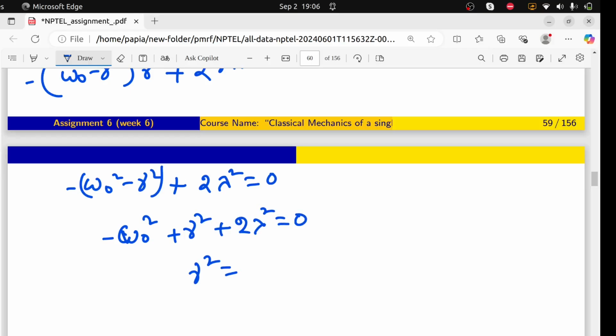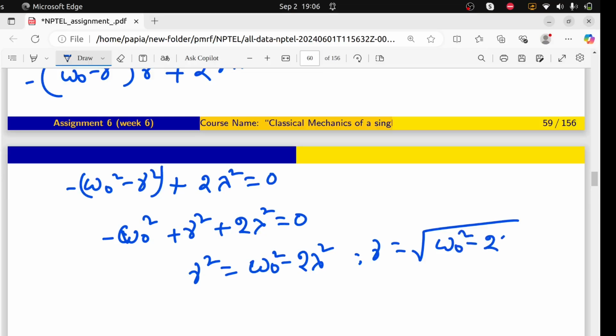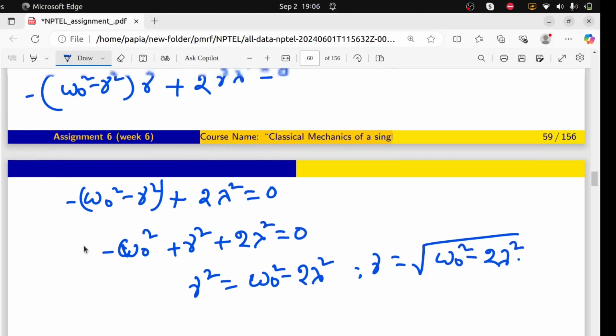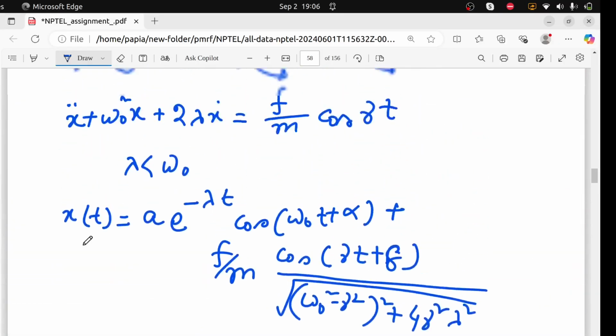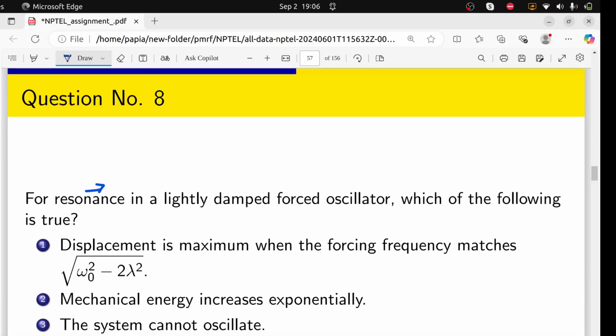So gamma square will be omega 0 square minus 2 lambda square, and gamma is root over omega 0 square minus 2 lambda square. So this will be the condition for the amplitude to be a maximum, which is the resonance condition. Displacement is maximum when the forcing frequency matches. That means our gamma matches with omega 0 square minus 2 lambda square, what we already got. So this is correct. Okay, now come to the next option.